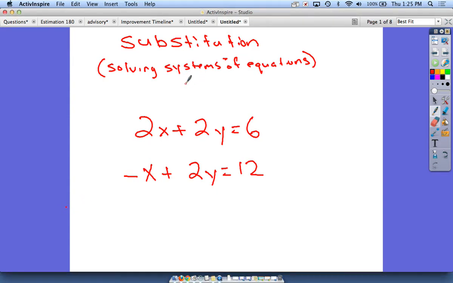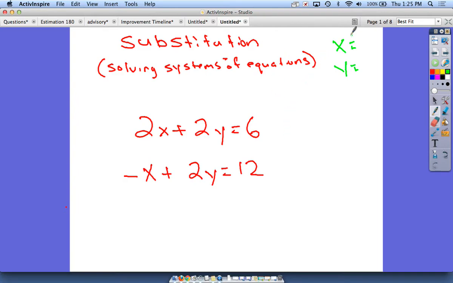Substitution is going to be another method we're going to use to solve these systems of equations. We did elimination before, and now we're going to do substitution. Substitution has a pretty specific type of equation that you're going to want to see in order to use it. Otherwise, elimination is probably the better way. But if you have an equation that is x equals something or y equals something, substitution works really well.